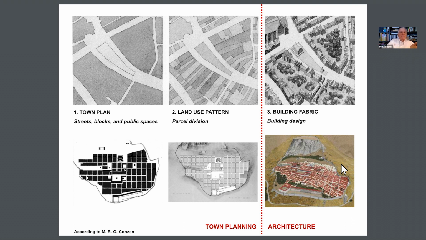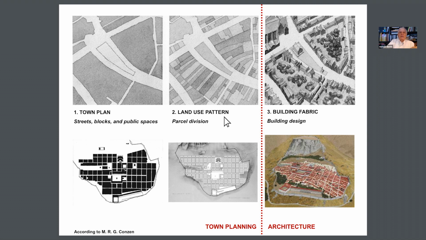These are 3 principles from the urban geographer M.R.G. Conzen. He said there are 3 elements: the town plan, which is made up of streets, blocks, and public spaces. And this is pre-Enid down below, the early Greek Hellenic town. In other words, you can see the blocks and the public open space. That's the primary thing that town planners, landscape architects, and architects design.